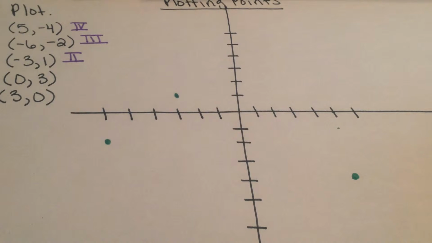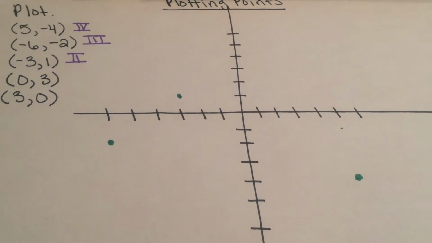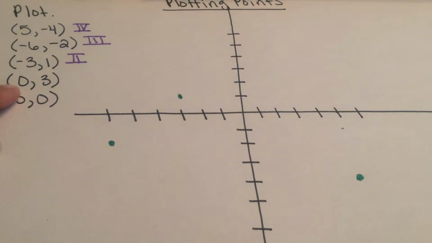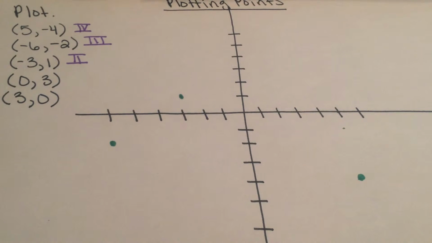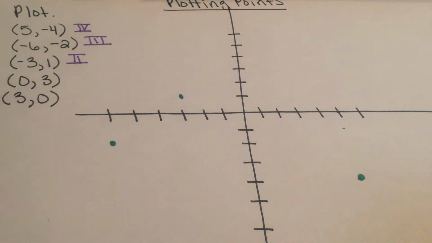So now for our last 2 points. These are special points because if we notice, unlike all of the other points that we have here, these have zeros in particular places. Well, what does that mean? If we look, because we have a 0 in our x coordinate, that means we're not going to move left or right. We're just going to stay there. Because we have a positive 3 in our y coordinate, we know that that means we're going to move up 3 places on our y-axis.